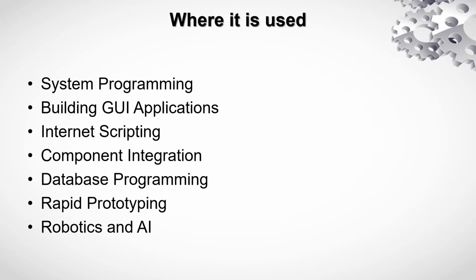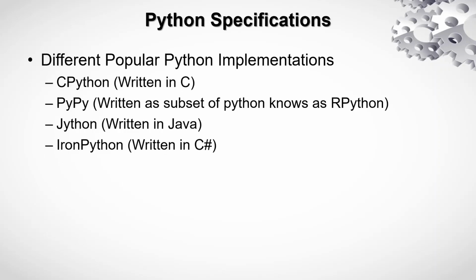Then comes the last point: robotics, AI and ML, which is machine learning. In that area as well Python is used, and it's a kind of choice among the developer community working on robotics, AI and machine learning. Most of the developers like the Python programming language. So let's come to the next slide.